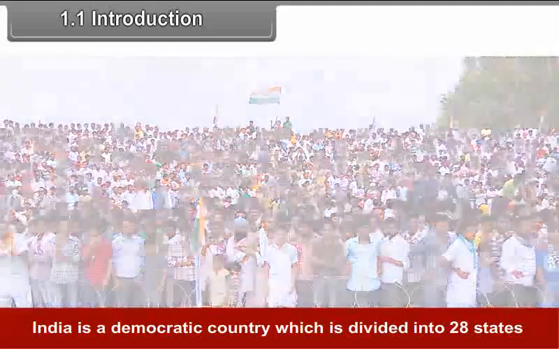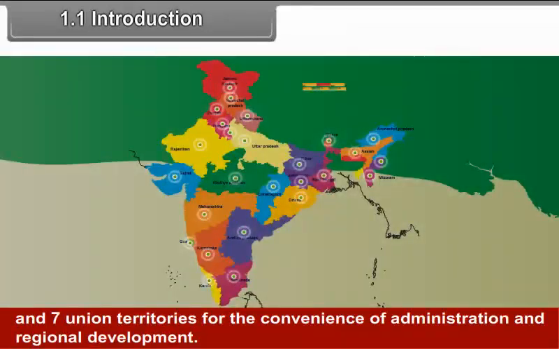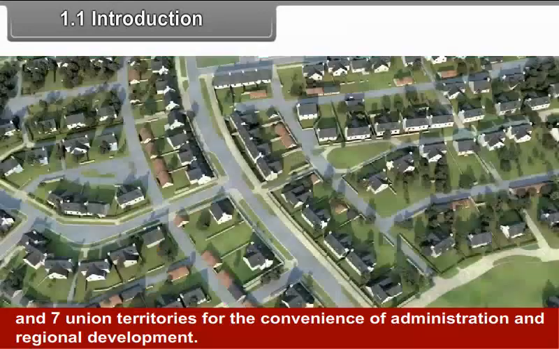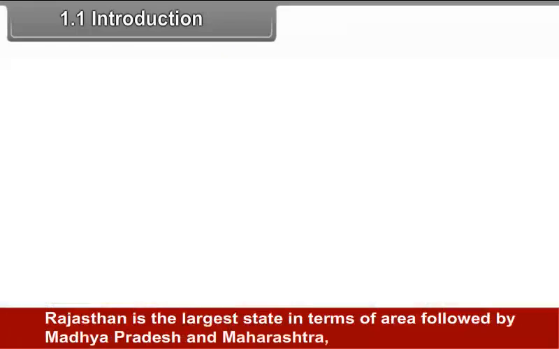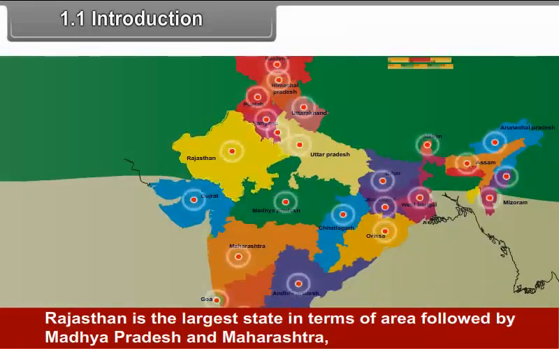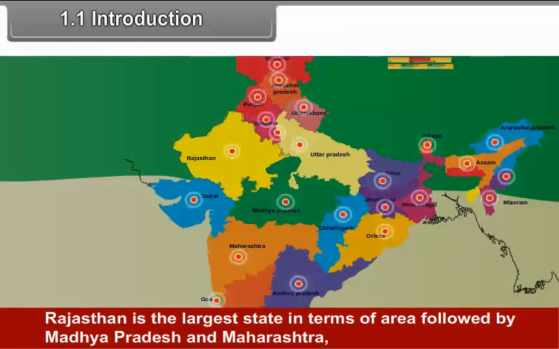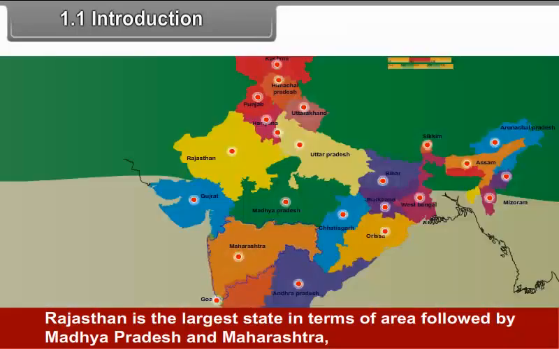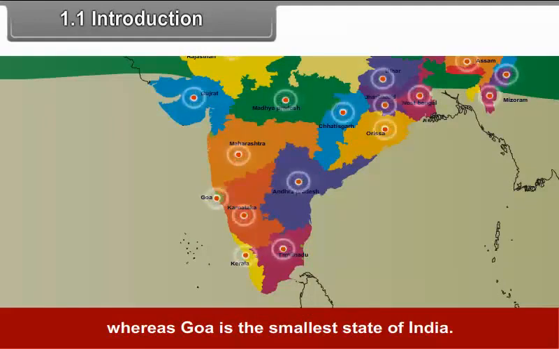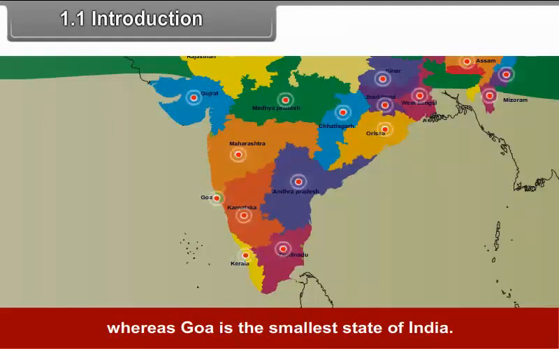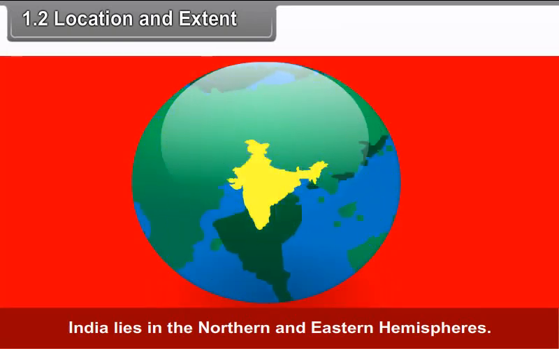The name Bharat is accepted by the Constitution of India as the official name for the country. India is a democratic country which is divided into 28 states and 7 union territories for the convenience of administration and regional development. Rajasthan is the largest state in terms of area, followed by Madhya Pradesh and Maharashtra, whereas Goa is the smallest state of India.